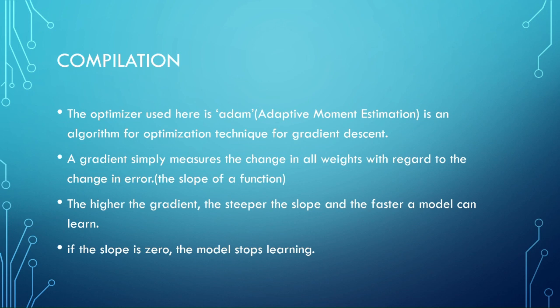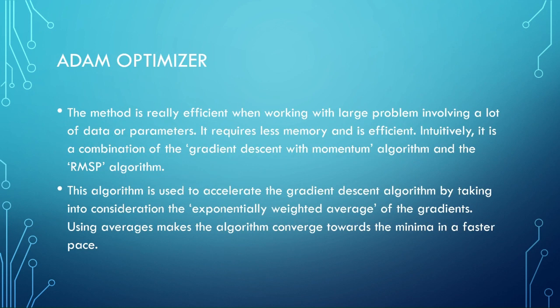So here we have used the ADAM optimizer. The method is really efficient when working with large problems involving a lot of data or parameters. It requires less memory and is efficient. This algorithm uses two types of algorithms, momentum and the RMSP algorithm.